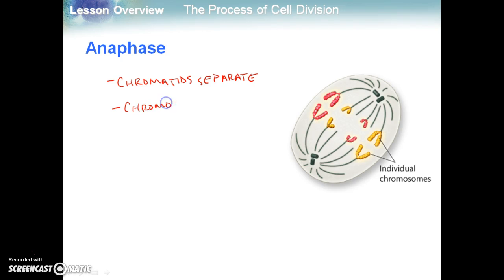The chromosomes are pulled, let's say pulled instead of moved. They are pulled by the spindle fibers to the poles. This is going to ensure that we get equal DNA. Remember that these two chromatids are exact replicas of one another. So each new cell needs one of the chromatids. They're going to be pulled apart, and this all ensures that we're going to get the same exact genetic information in each of our new cells.